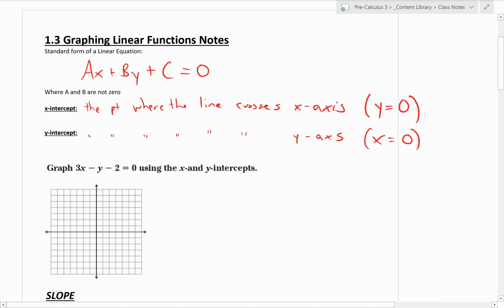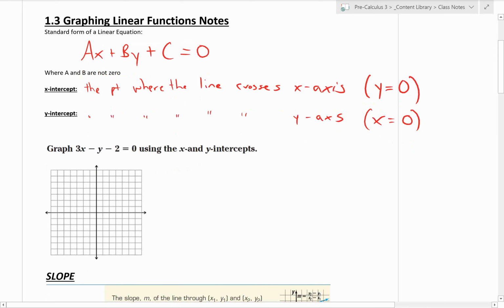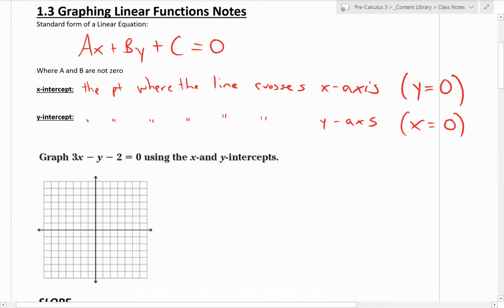So really critical that we understand what the x and y-intercepts are. Hopefully that's real basic. Not just what they are, but also we need to know how to find them. So let's practice that right here. Let's graph this line using the x and y-intercepts. If you're given a line in standard form, typically the easiest way to go about graphing that, not always, there's other ways to do it, but one of the easy ways is to find the x and y-intercepts.